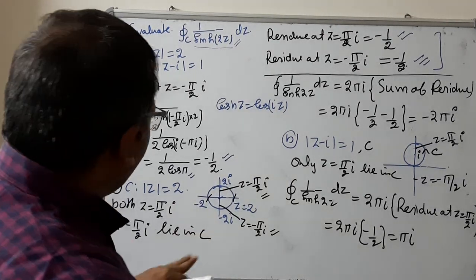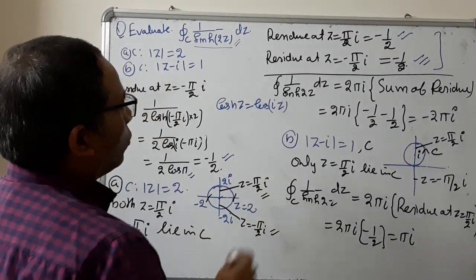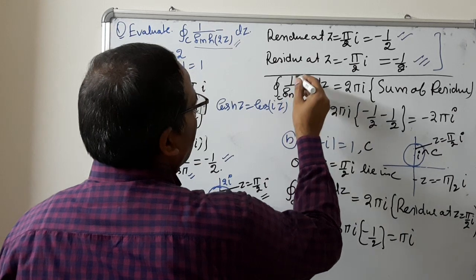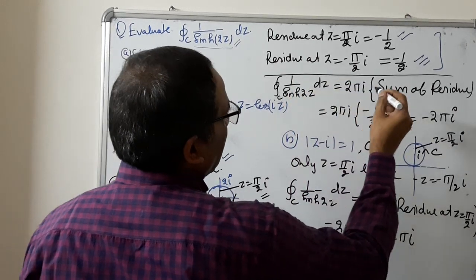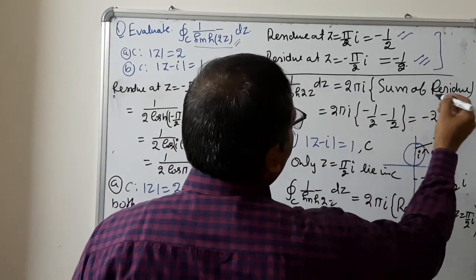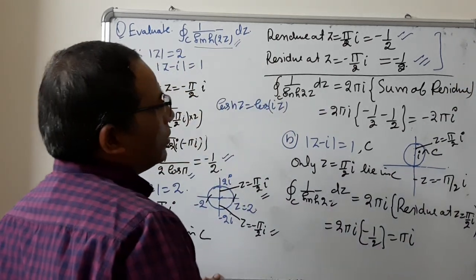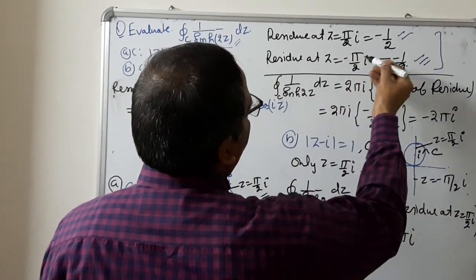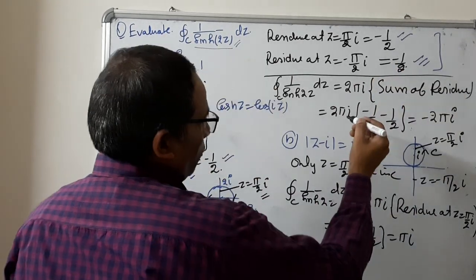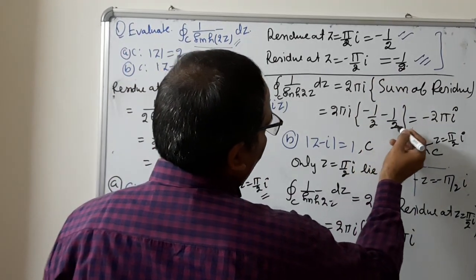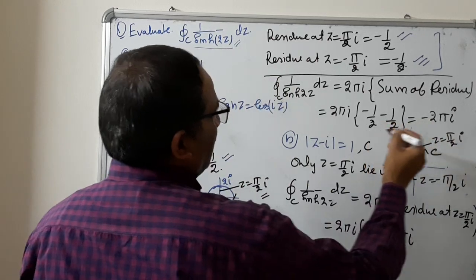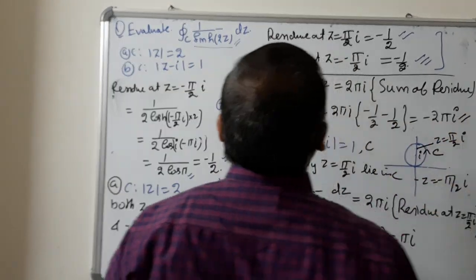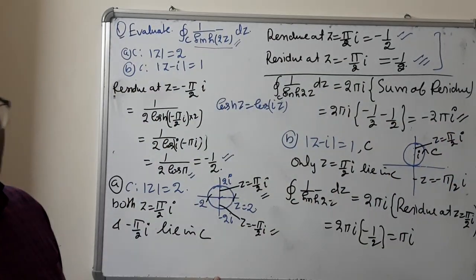So by using the Cauchy residue theorem, the integration of 1 upon sinh 2z dz can be written as 2 pi i into the sum of residues, that is the residues at z equal to pi i by 2 and z equal to minus pi i by 2. So the value is 2 pi i into minus 1 by 2 minus 1 by 2. We get minus 2 pi i. The value of the integration is minus 2 pi i.